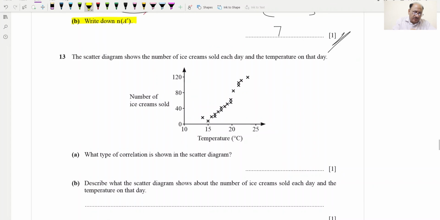Now the scatter diagram in question 13. The scatter diagram shows the number of ice creams sold each day and the temperature on that day. So A part, what type of correlation is shown in the scatter diagram? So if we see, this is like this. So it is positive correlation, because right side is up and left side is down, so this will be positive correlation. So we can write here positive correlation.